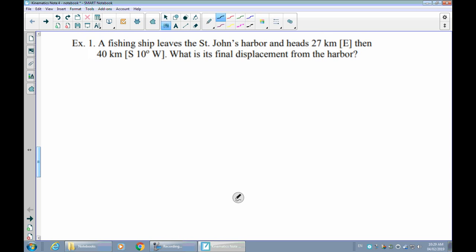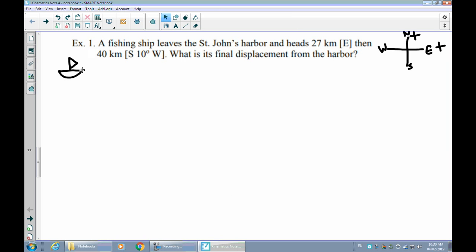So I'll start by drawing a beautiful diagram of a ship. That's my beautiful ship there. And it leaves St. John's Harbor and heads 27 kilometers straight to the east and 40 kilometers south, 10 degrees west. So before I get too far into this with my directions, I should make sure that I put a direction axis on here. I'll use pretty standard directions, north, east, south, and west, but I'm also going to label that north will be positive, and anything I do to the east I'll consider positive as well. So that means west and south, those directions will be my negative directions.